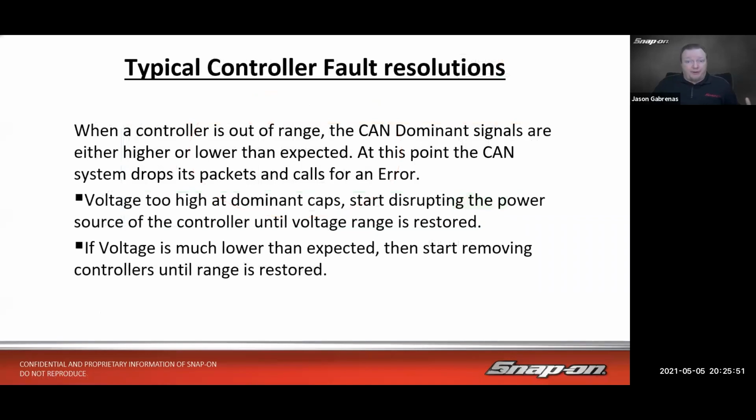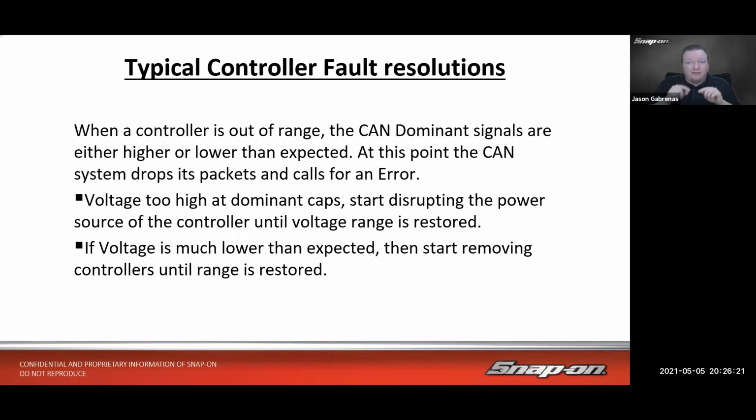So if I have a fault, how do we A, figure out where the fault is, and B, how do we fix that fault? Oftentimes it's going to be replacing a module, but when a controller is out of range, those signals are either higher or lower than expected. So they go outside of that known good range. At that point, the system drops its packets and it calls for an error. It says, hey, this module is not doing what it's supposed to be doing. It is talking a very foreign language, or it's not communicating very well at all.